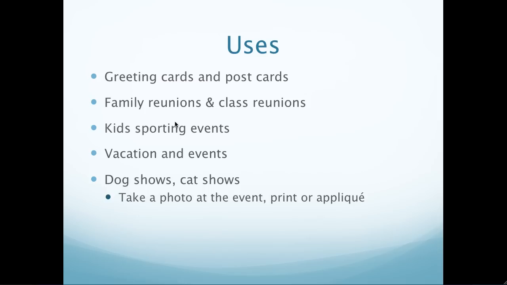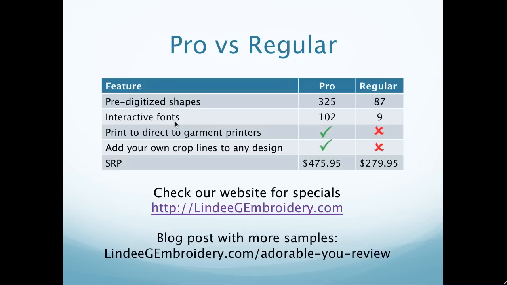So where would you use them? Greeting cards, postcards, family reunions, class reunions. You could have the before and after picture on the class reunions. Kids' sporting events. You can take a picture of the kid at the sporting event, put it on a t-shirt. You can commemorate vacation and special events. Maybe it's a special vacation or the big catch or a scuba diving event. You can go to dog shows and cat shows and get pictures and put them on items. It's just endless.